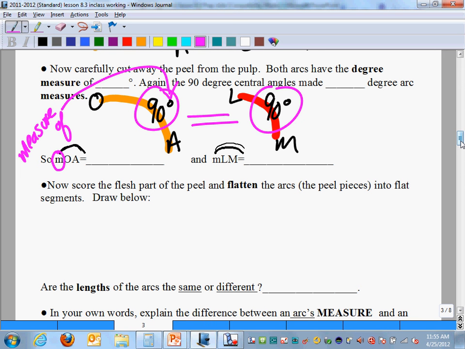Make sure the entire team can see this. I need you to flatten the peels sticky side down, right next to each other. Flatten the peels, please.